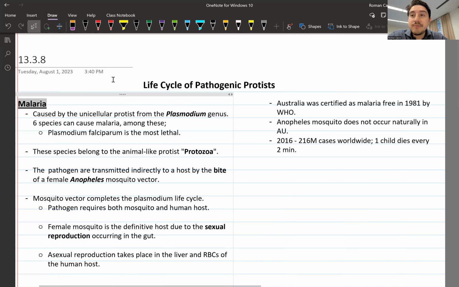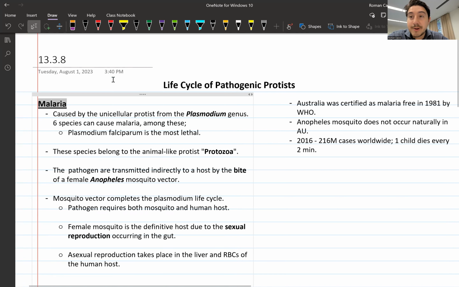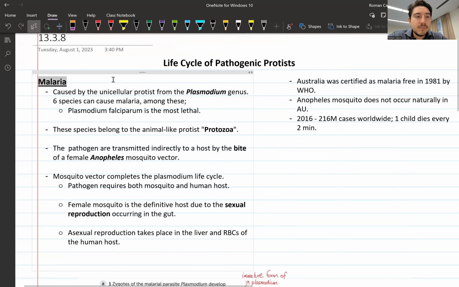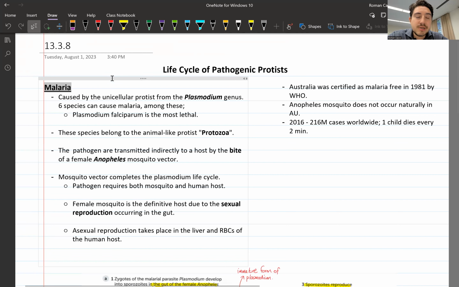For fungi, we only have one that you need to know, right? And then we're moving on to our last one, which is malaria, which is caused by protists. Okay, and we're going to talk about malaria and the jarl dieback, right?